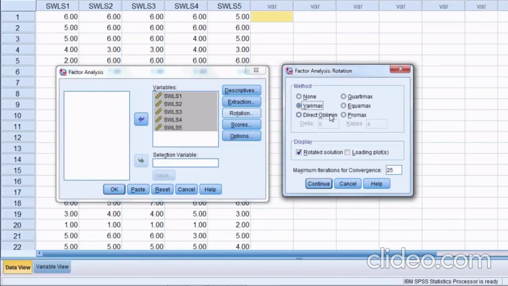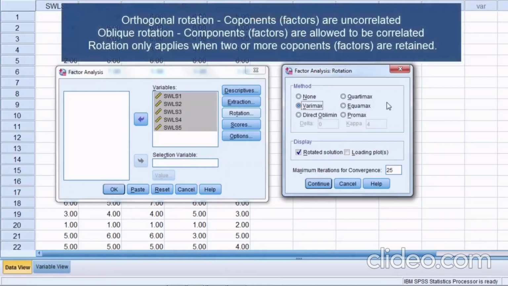I'll select Varimax here, since that is what I saw in the process. But notice here we have five different options as well. The first thing to note is that there are two key types of rotation: orthogonal rotation and oblique rotation. Orthogonal rotation means that your factors or components, if there are two or more, will be uncorrelated. In fact, that rotational solution forces them to be uncorrelated.